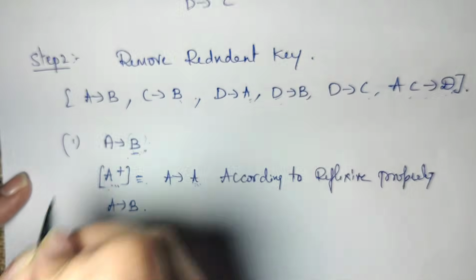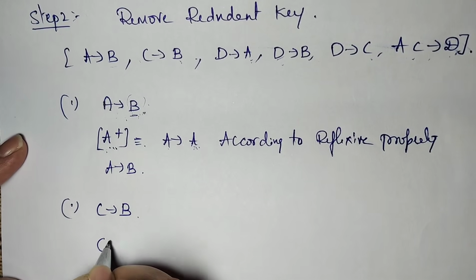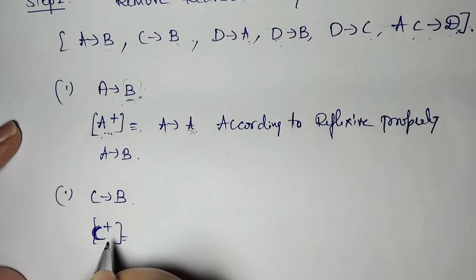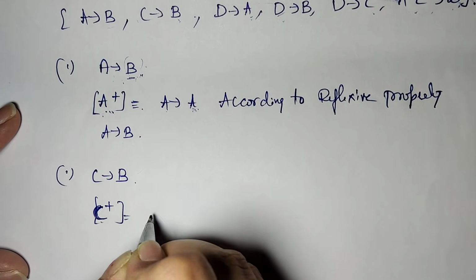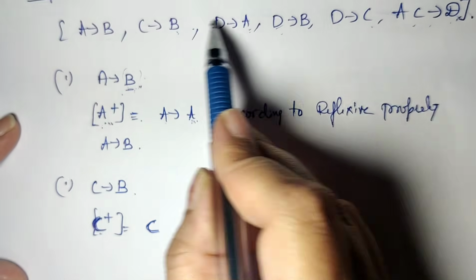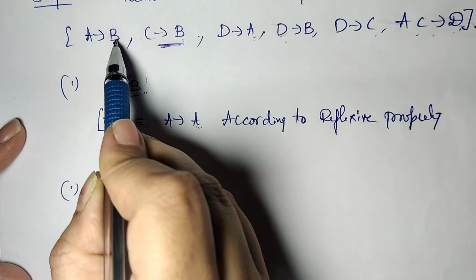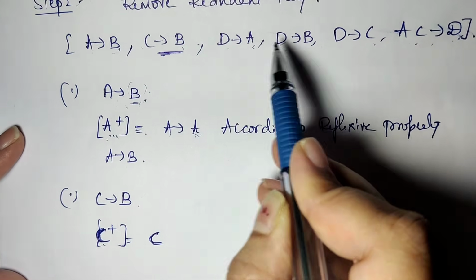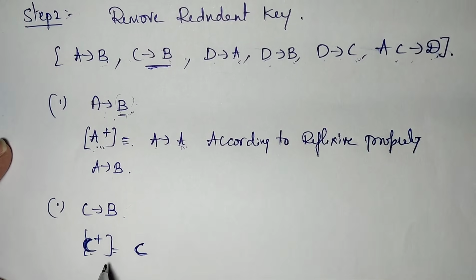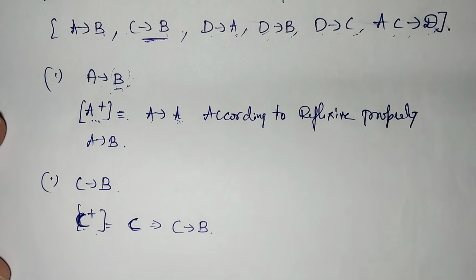Consider the next set, C tends to B. Once again we need to find the closure of C. According to the reflexive property, C determines C only. If you observe the other sets, if you want to remove C tends to B, A tends to B, no, it's not possible. D tends to A, D tends to B, D tends to C, AC tends to D, so we have to keep this set as it is. It remains as it is.